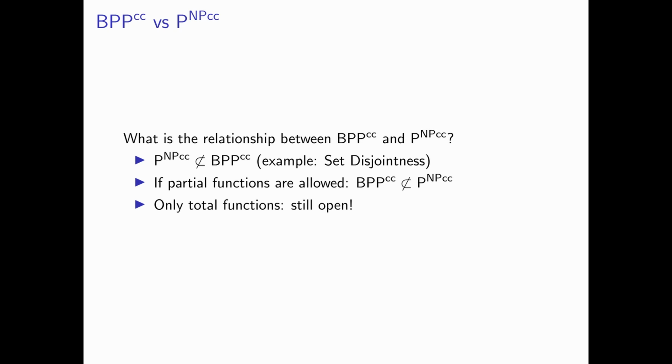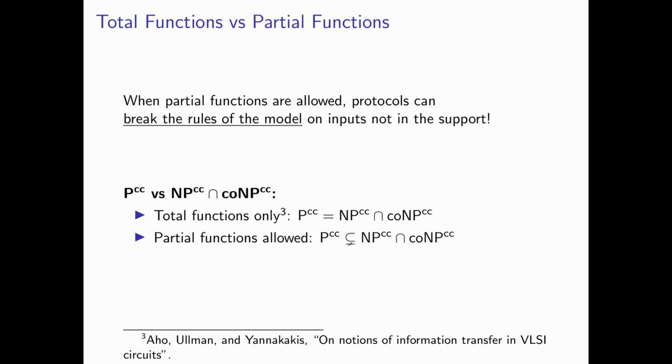This doesn't say anything about BPP versus P^NP for total functions, though. It's common in communication complexity to consider both the case where partial functions are allowed and the case where total functions are required. When solving partial functions, protocols are allowed to break the rules on inputs not in the support. So in this case, the BPP protocol must be correct with probability bounded away from 50% on the inputs in the support, but can answer incorrectly or with probabilities close to 50% otherwise.